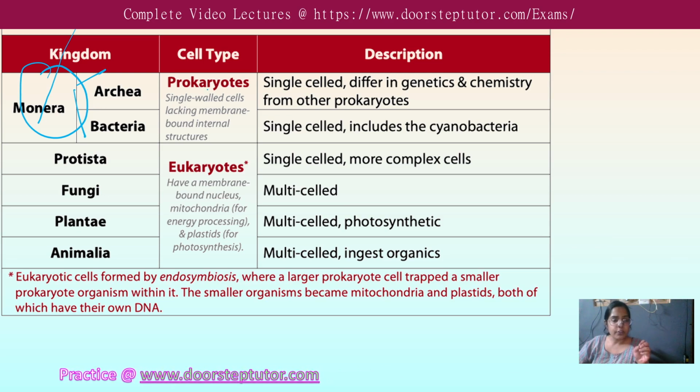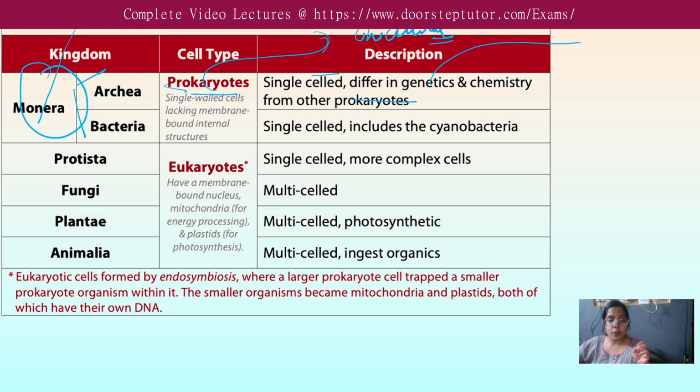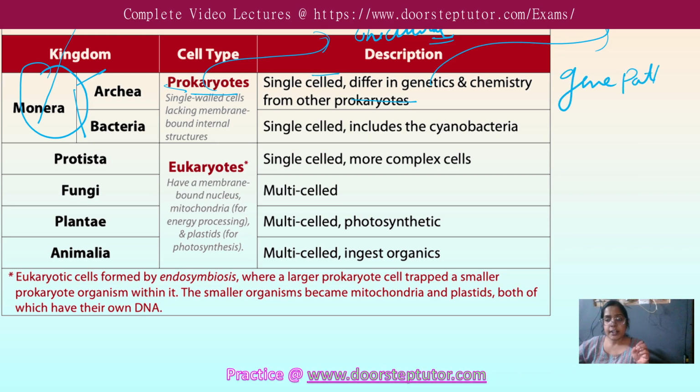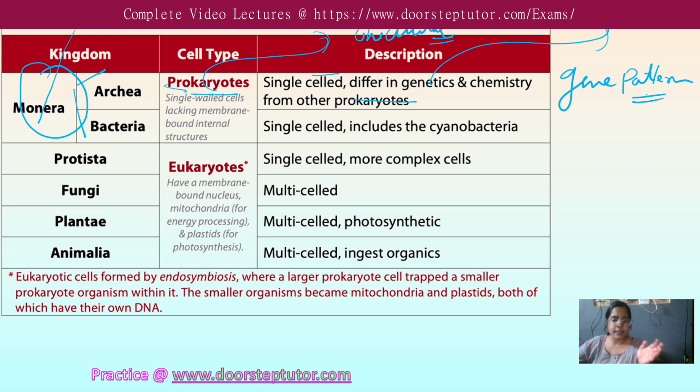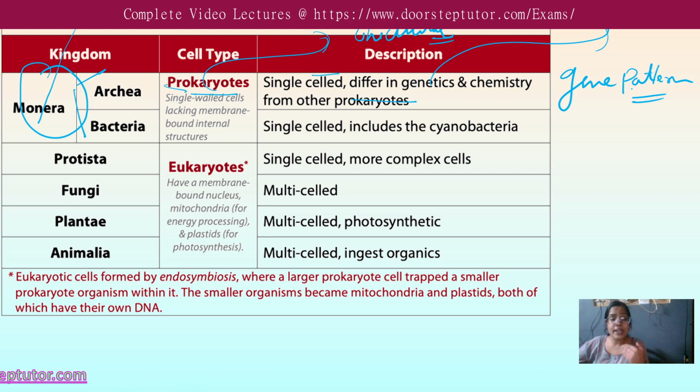Now prokaryotes. Pro means old, karyon means nucleus. If they are prokaryotes, it means they are unicellular, single cell. They differ in genetics. Obviously, the gene pattern or the genetics of these organisms is variable. You can say differences are there. They're lacking membrane bound internal structure.